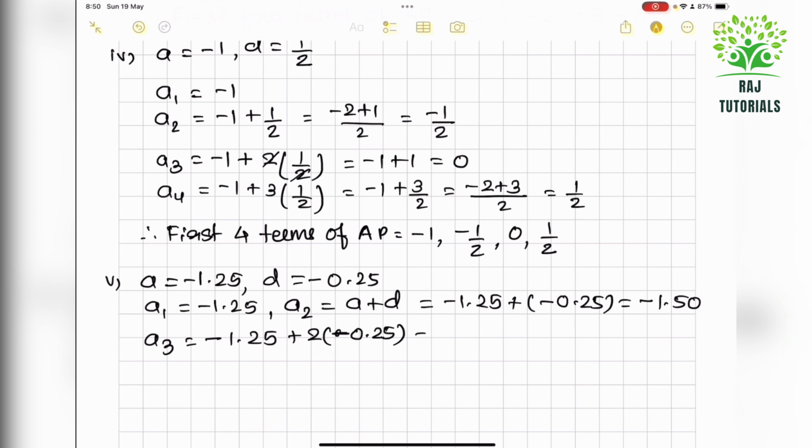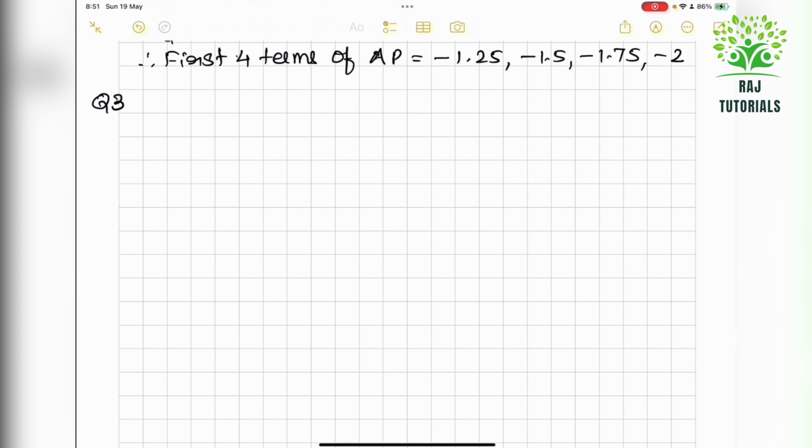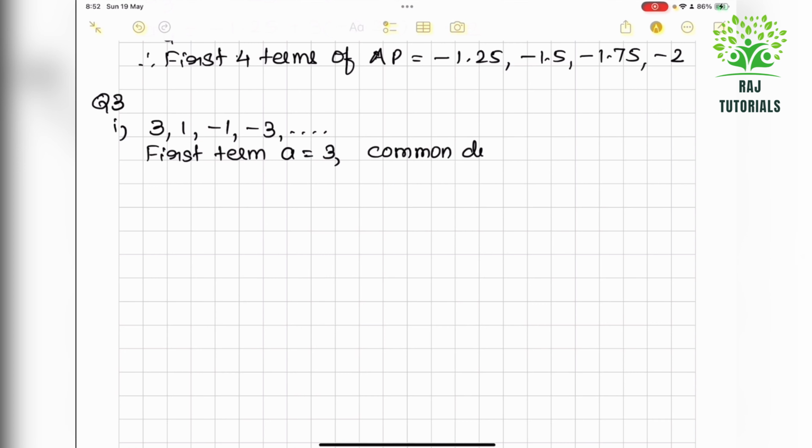Now, question third says for the following APs, write the first term and the common difference. So, first one is 3, 1, minus 1, minus 3, and so on. So, first term A equal to 3, common difference D equal to 1 minus 3, that is minus 2. And it will continue in all the terms. If I find for all the terms, the difference will be same.